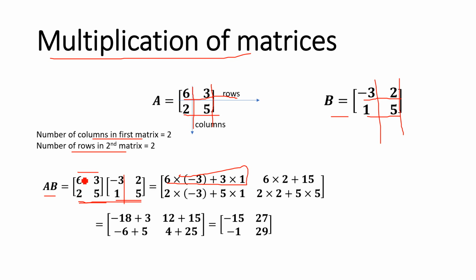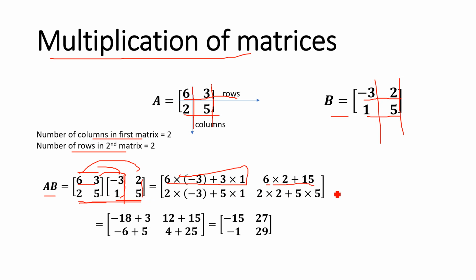For example, we will multiply 6 with minus 3, and then we will multiply this 3 with 1. So 6 multiplied by minus 3, we will place a plus sign, and then we multiply 3 with 1. This will give us the first element of this new matrix. Now for the second element, we will multiply the first row with the second column. First we will multiply this 6 with 2, and then we will multiply this 3 with 5. So we have 6 multiplied by 2 plus 3 multiplied by 5.